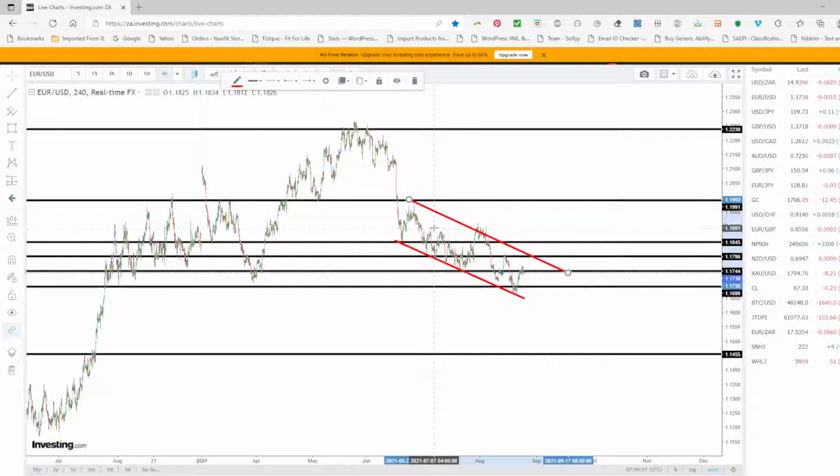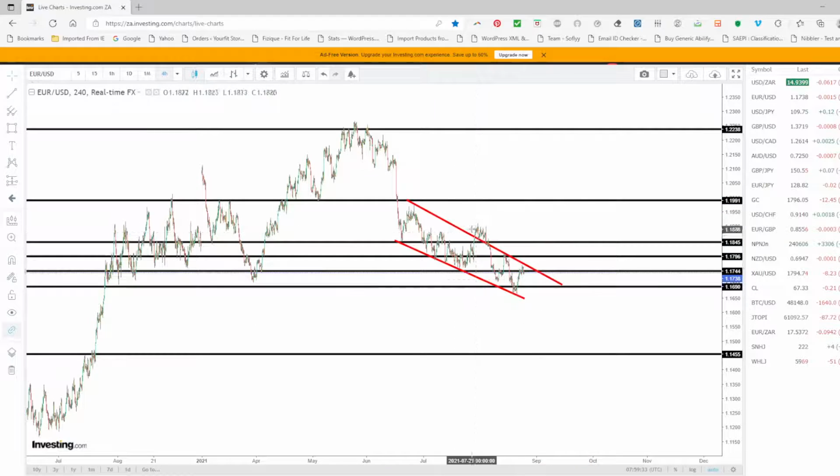Essentially, when you draw lines, you want price to have touched it a few times. So the correct way to have drawn this would be there. Why? Because it's touched, went through, touched. But that's basically my area.